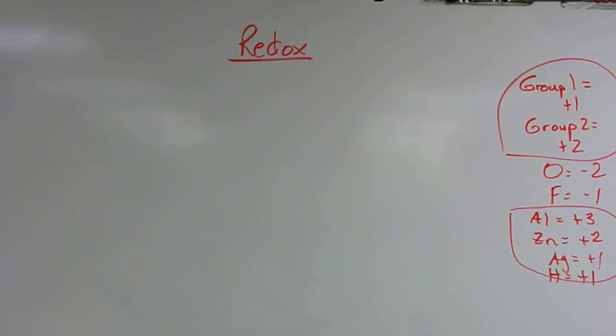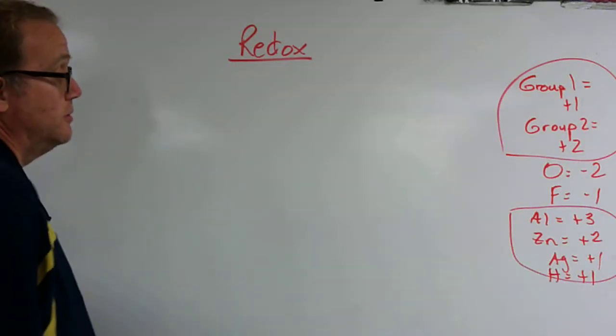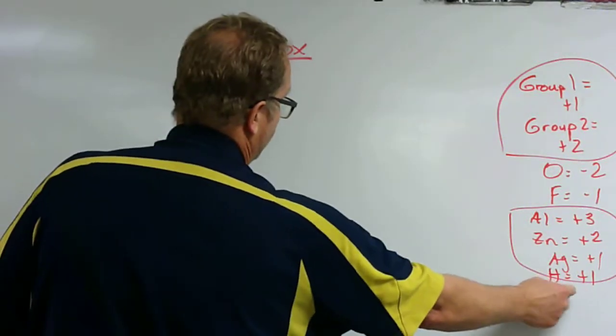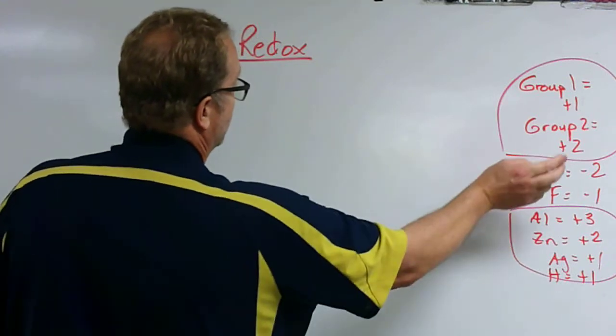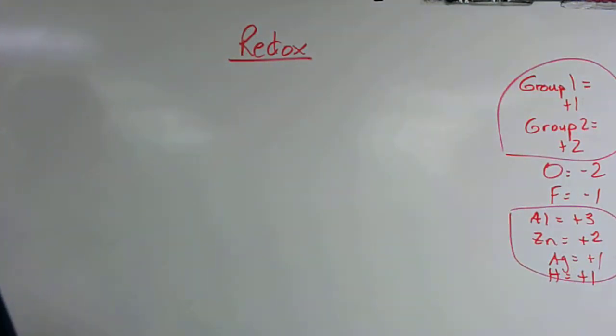Okay, you're going to see the things on the right hand side. Those are my charges again. The ones that are circled are the ones in the red regions, except for the hydrogen, which is usually a +1. These two are usually standard ones for those.